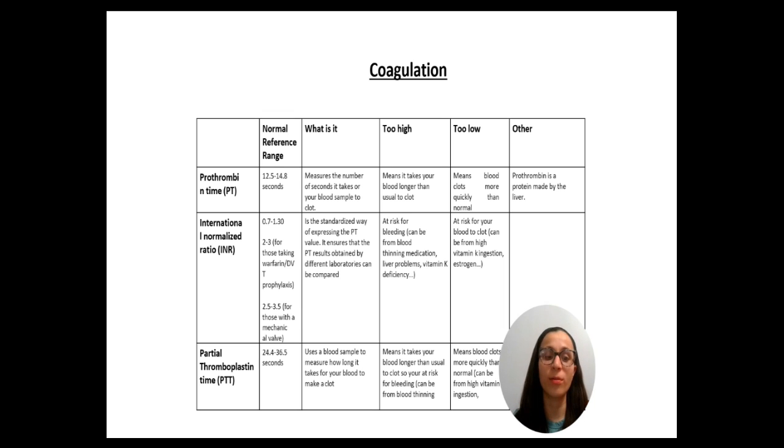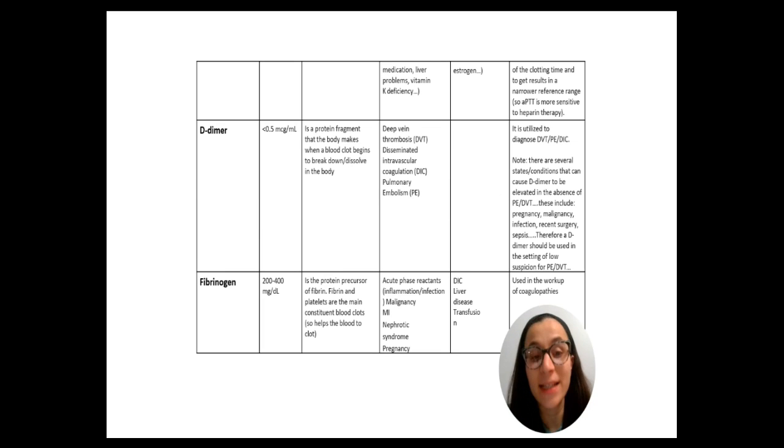PTT, partial thromboplastin time. It uses a blood sample to measure how long it takes for your blood to make a clot. So if it's too high, it's taking too long for your blood to clot, and you're at risk for bleeding out. If it's too low, then it's taking much too quick for your blood to clot, and you're at risk for a clot.